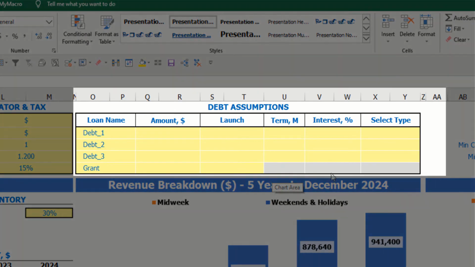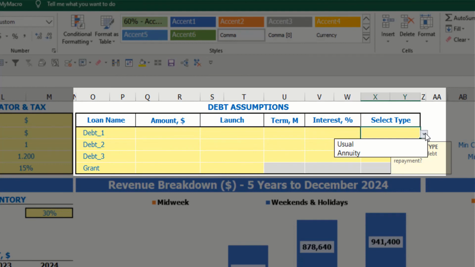Also, on the top of the dashboard, you have debt assumptions. Let me show you how it works. For each debt, you are able to select the debt type. There are 2 debt types in the model, which are annuity and usual. Annuity means that each monthly payment, which consists of your debt repayment plus interest expenses, will be equal each month. In case you select usual, your main debt repayments will be equal parts, and interest will be just interest on the debt's closing balance.